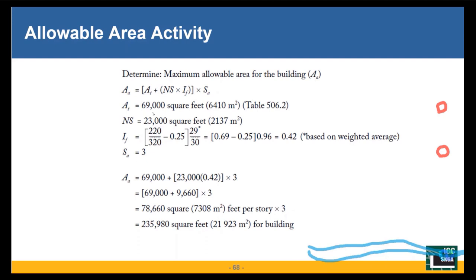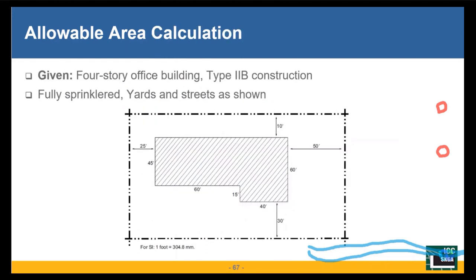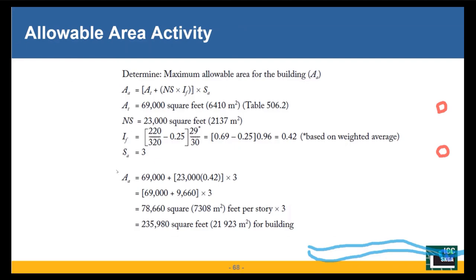This is the actual allowable area of the building. We multiply by the number of stories, so we get the square footage. It's a 3-story building. Let me go back to the assumption here. It's a 4-story building. We're limited to 3 increase number of stories.